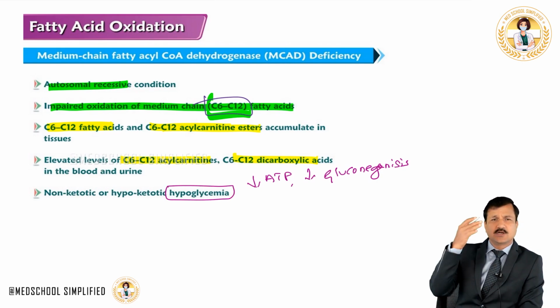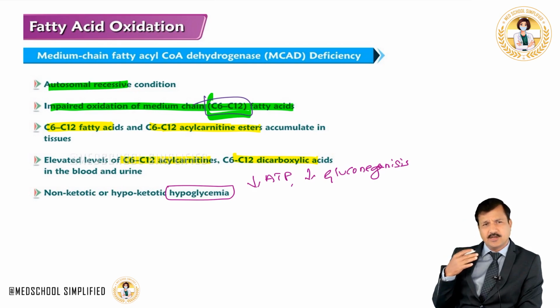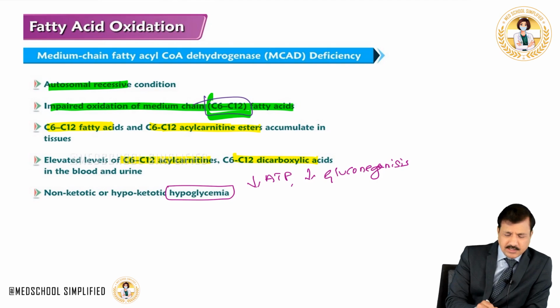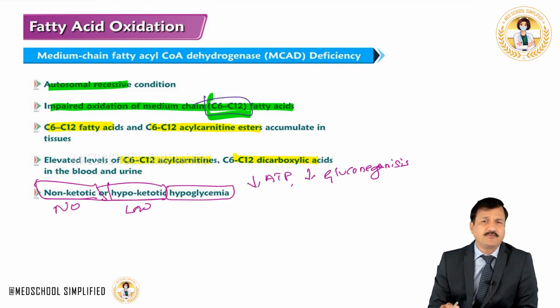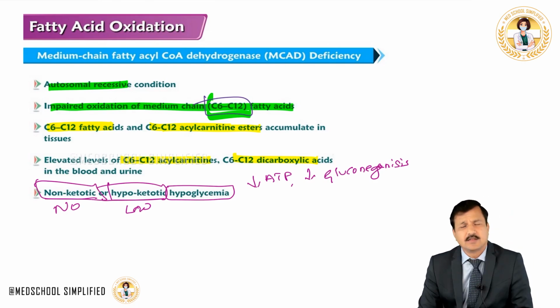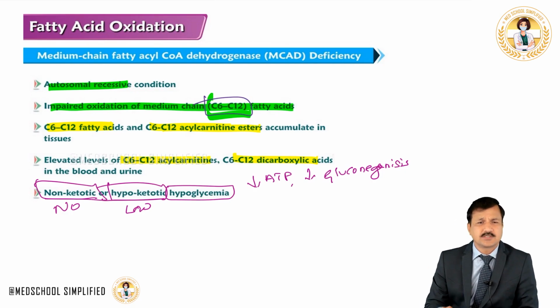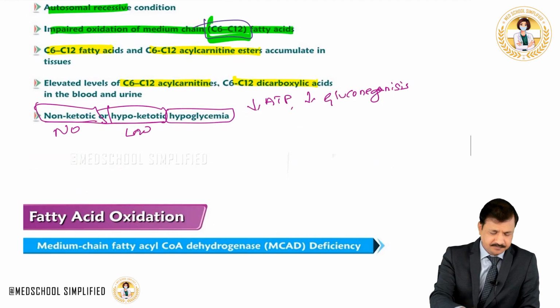And also because beta oxidation is not completely going on, it is stopping at medium chain carbon length, so not many acetyl-CoAs are coming for ketone body formation. So the patient will show no or low ketone bodies, referred to as non-ketotic or hypoketotic hypoglycemia. That's one of the signs seen with beta oxidation defect diseases. Any disease that leads to decreased beta oxidation will show hypoketotic or non-ketotic hypoglycemia.